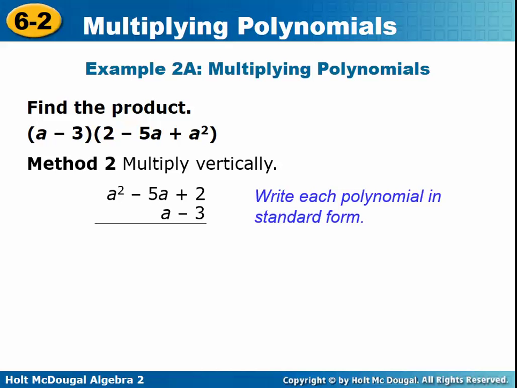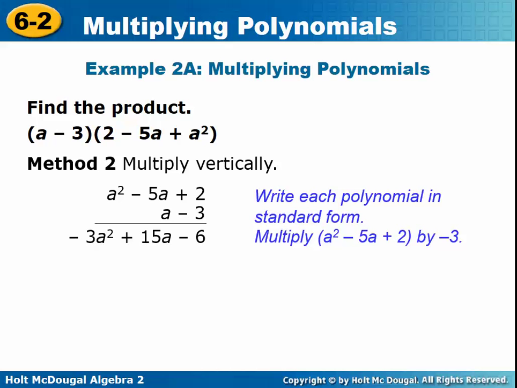And it helps to write it in standard form. And standard form just means you put the term with the highest exponent, the highest degree, first. So we're going to rewrite this as a squared minus 5a plus 2. And then underneath it, write the binomial, the a minus 3. And we're going to be multiplying these together.